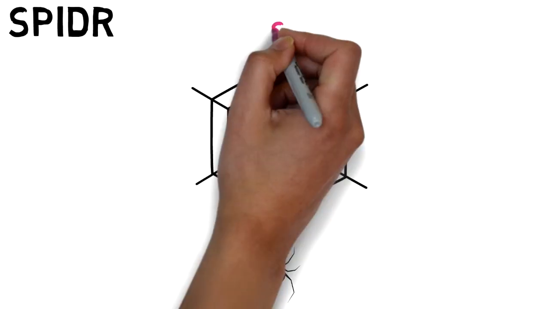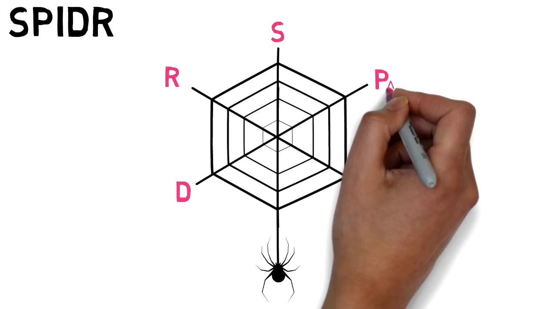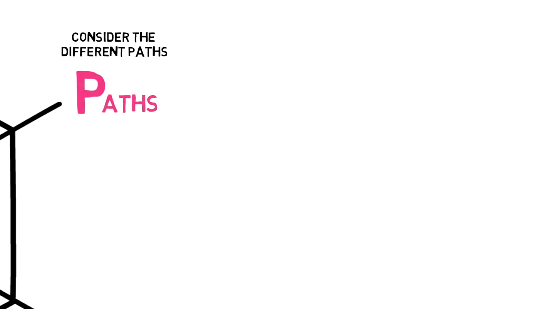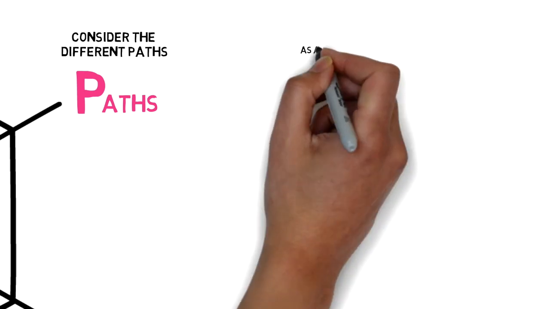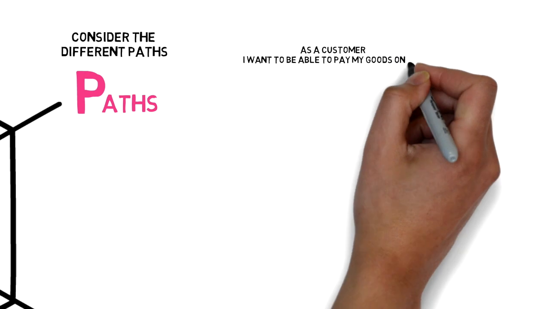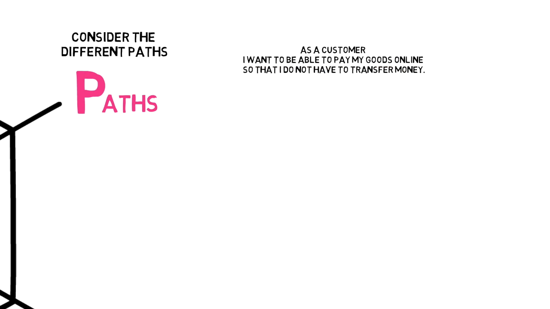One way to split user stories is by using the SPIDR. The P stands for path. If there are several possible alternative paths in a user story, one option is to create separate user stories from some of these paths. It is not absolutely necessary to write a story for each individual path, but just where it makes sense. If we take this example, as a customer, I want to be able to pay for my goods online so that I do not have to transfer money.